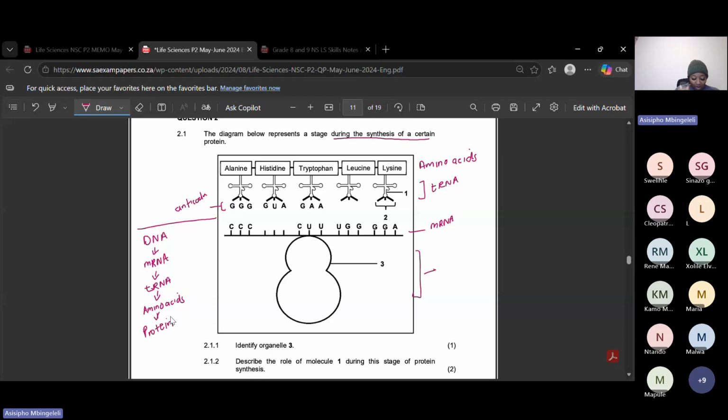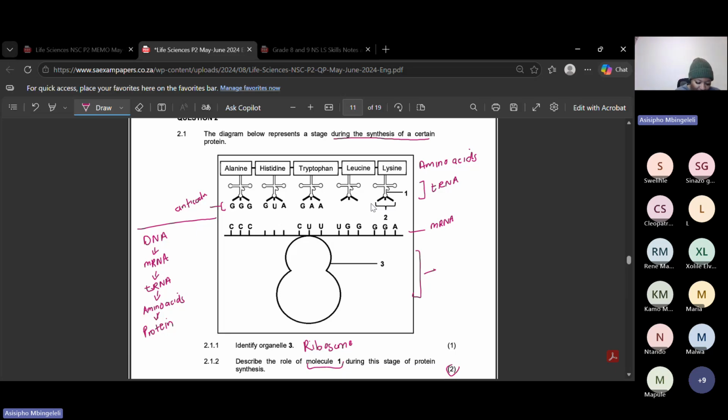So identify organelle 3, that is your ribosome. So I'll answer this one. That is your ribosome, the organelle that is represented here. And then describe the role of molecule 1 during this stage of protein synthesis. They are saying we must describe for 2 marks. Molecule 1, I've already identified, that is your transfer RNA.